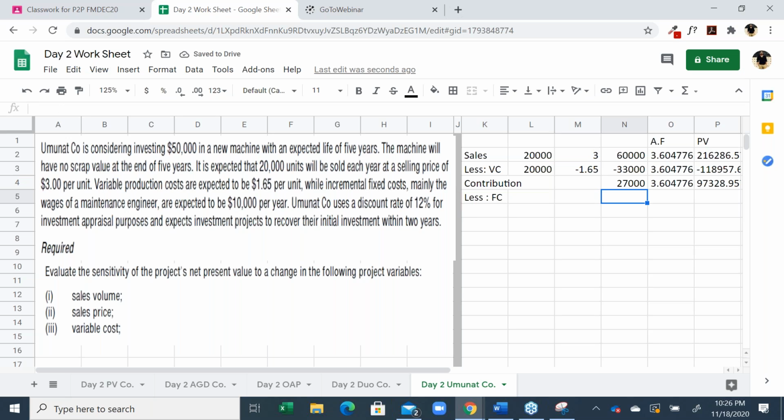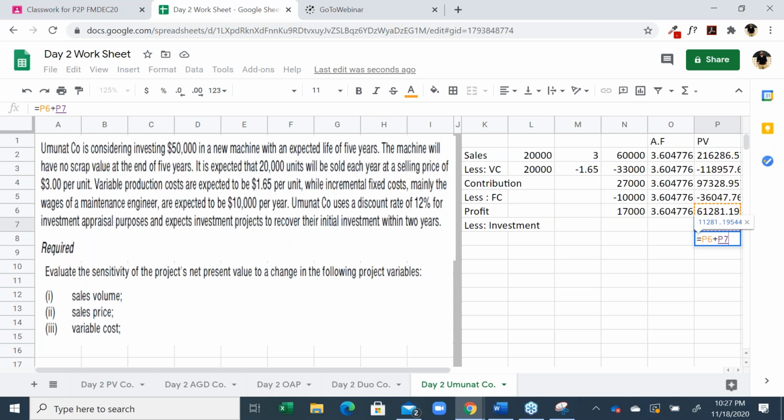And what's the fixed cost? It's $10,000 per year with the same NVT factor. That's present value. So the profit will be... so that's the profit, and from this we need to subtract the investment at the end. Investment is 50,000, and the net present value will be... that's net present value.